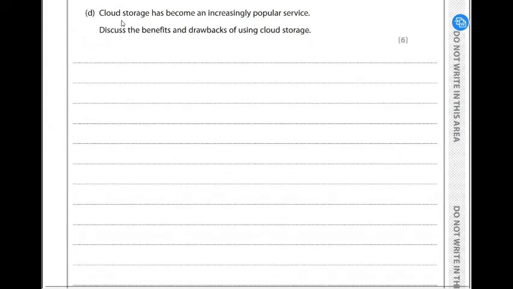Then we're on D. Cloud storage has become an increasingly popular service. So this one is an essay one. So this is where we need to discuss the benefits and the drawbacks of using cloud storage. So in a question like this, we would need to provide some context, like the growth of cloud storage, benefits of cloud storage, drawbacks of cloud storage, and a conclusion. And that's going to get us 6 marks.